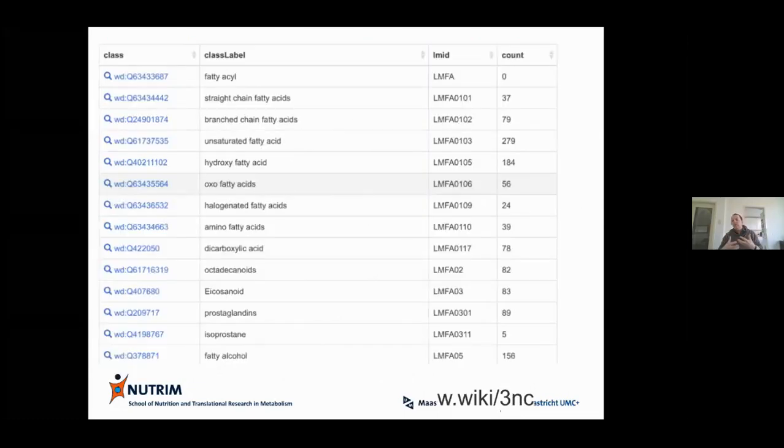So the nice thing about that actually is that we can not just ask for the literature about a specific lipid, but we can also actually ask for all articles about the subclass of lipids. And here is some breakdown of the various subclasses in the LIPID MAPS hierarchy, and the number of specific lipids or specific compounds in Wikidata for that.